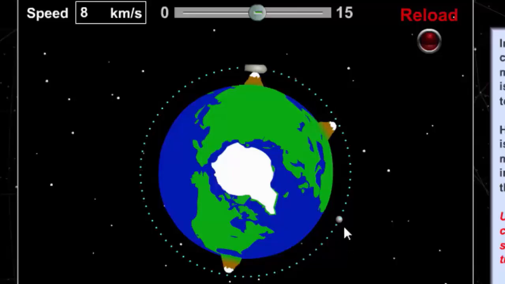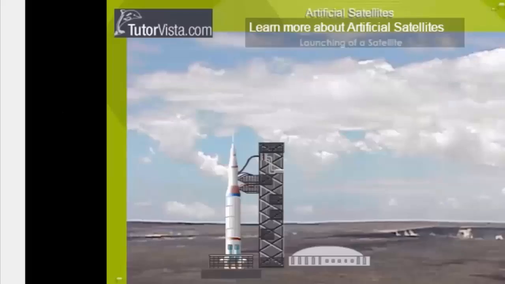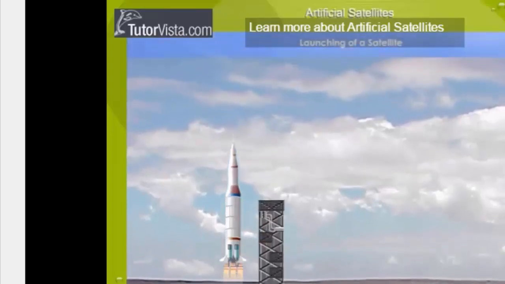In the case of this cannonball, assuming it's at a height of around 300 kilometers above the earth, it will take it around 85 minutes to orbit the earth at this speed, 8 kilometers per second. In the case of launching a real satellite, this does not happen through a cannon like in the previous demonstration. This happens through a rocket. A rocket will be launched that basically carries that satellite with it, and this rocket will go through several stages.